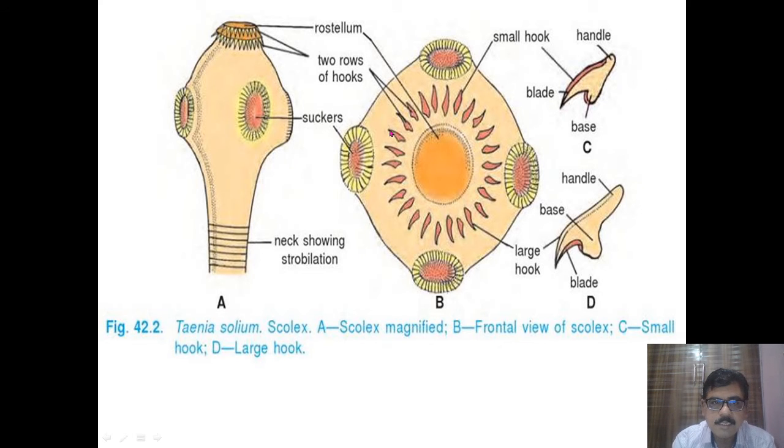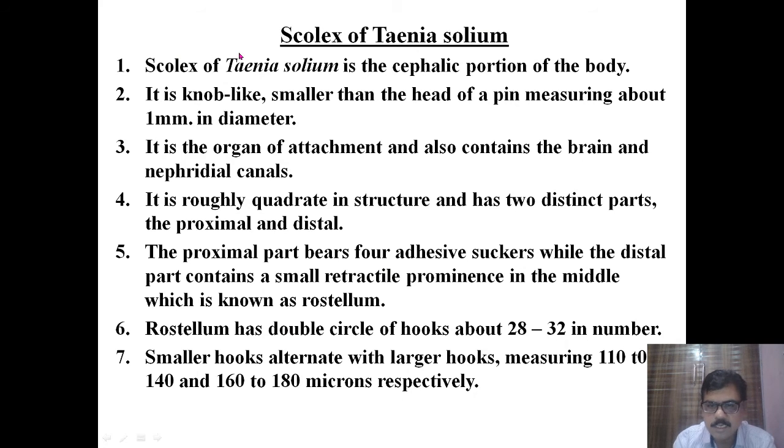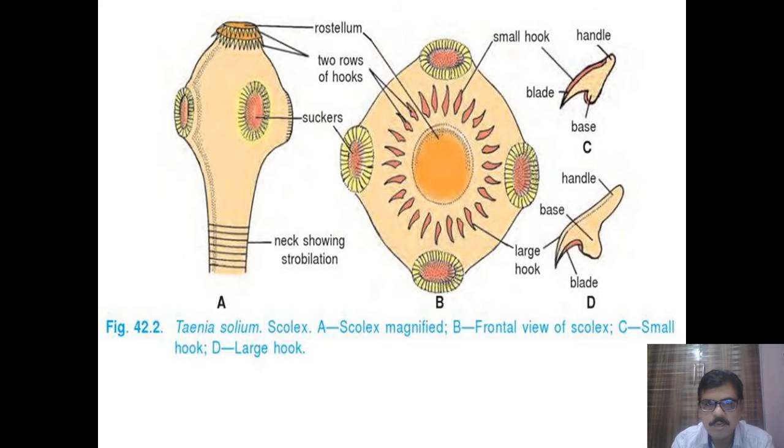This is the part that is a rostellum, and these are the four suckers, quadrate in appearance. A large hook alternates with the small hooks, and the hooks are in rows, 28 to 32 in number.